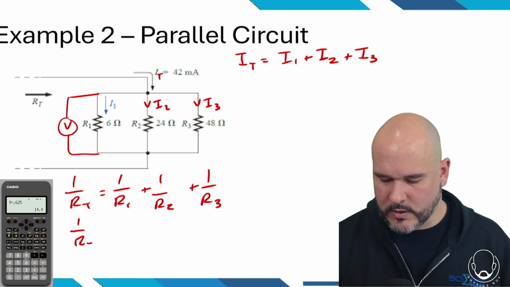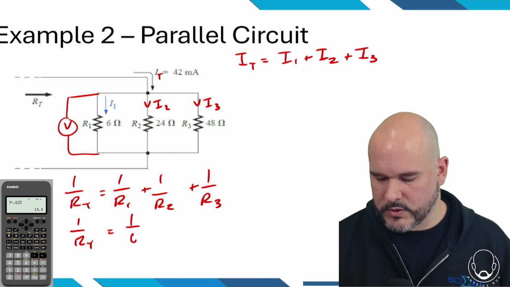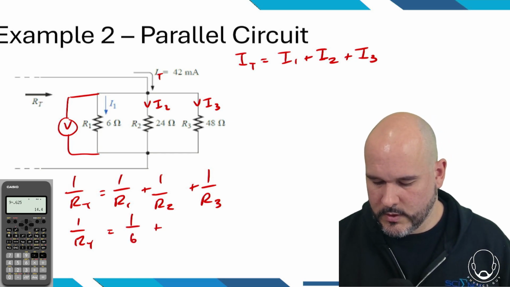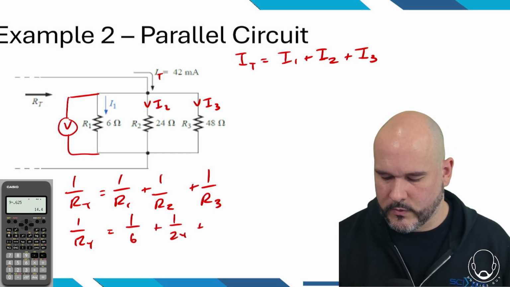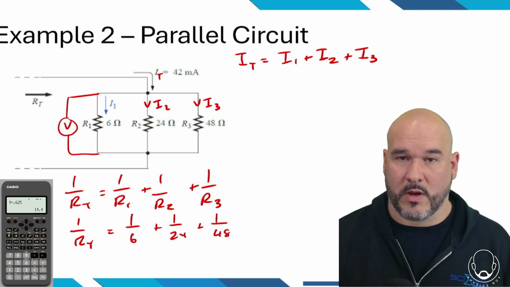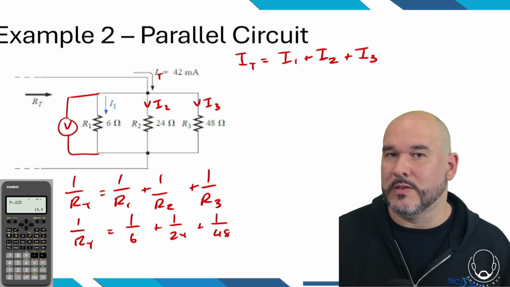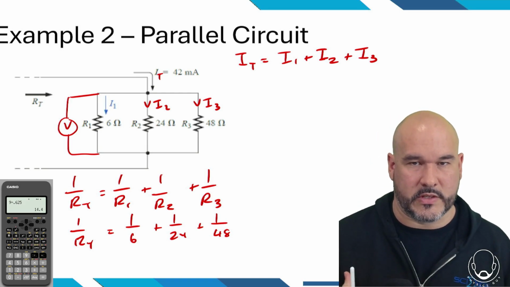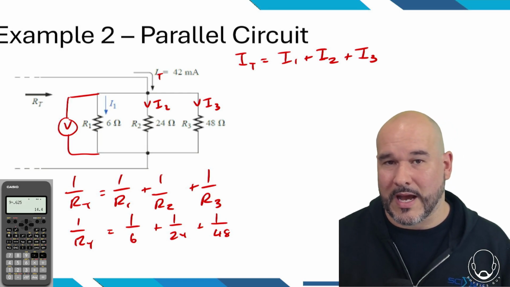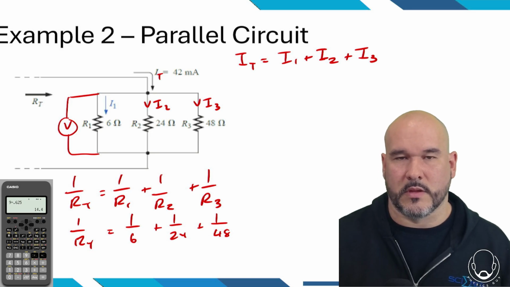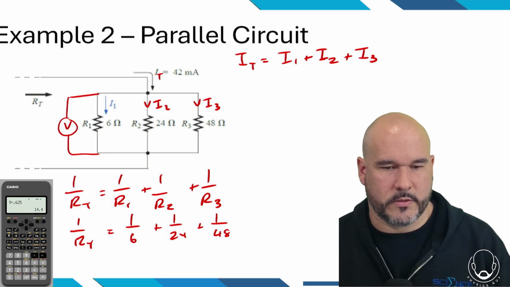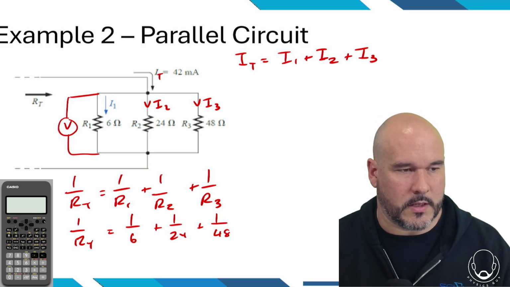So 1 on RT. I'm going to use a calculator, which I probably need anyway, to be honest. Plus 1 on 24, plus 1 on 48. Now keep in mind what we said about parallel resistors. The combined resistance is always less than the lowest value resistor. So I'm expecting my RT to be less than 6. So let's do this in our little calculator.